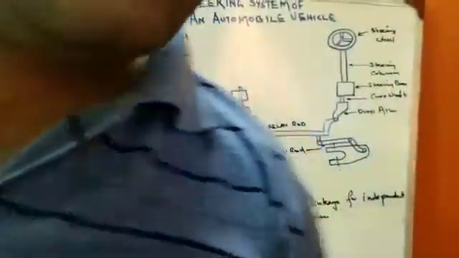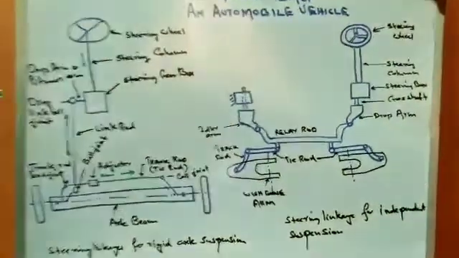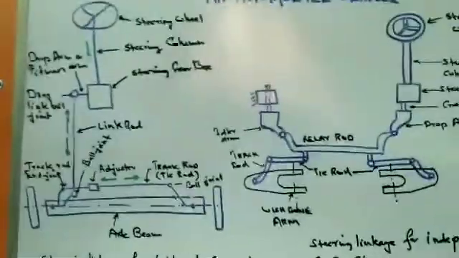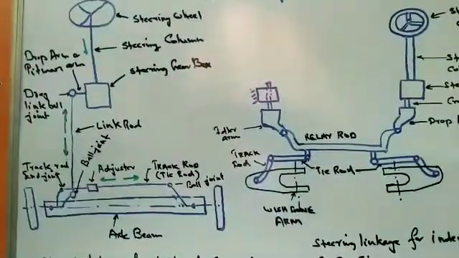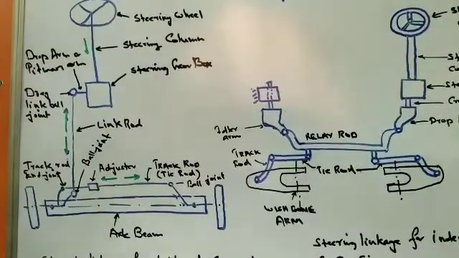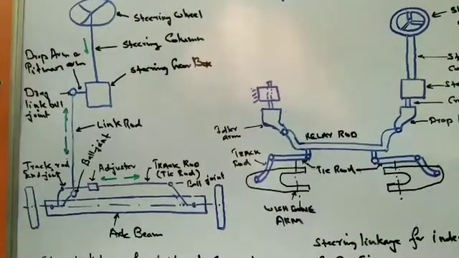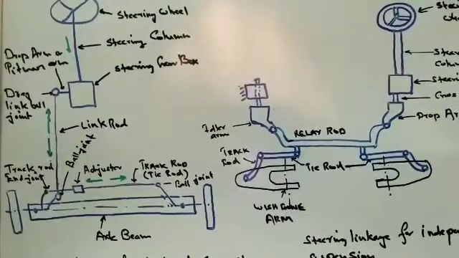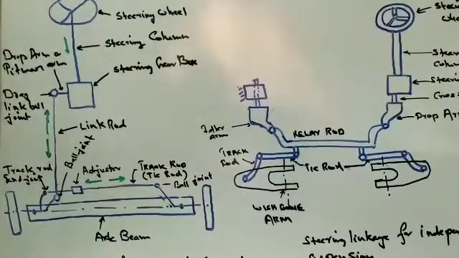As you see in the figure, two types of steering mechanisms are shown. The first one shows the steering linkage for a rigid axle suspension, and the other shows the steering linkage for an independent suspension. Now, how does it work? Basically we should discuss first the rigid axle suspension system.